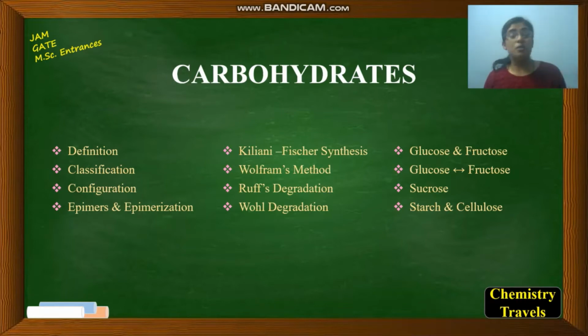We will also be dealing with some of the most important carbohydrates such as glucose and fructose, how you can convert from glucose to fructose and vice versa, then sucrose, starch, cellulose, and so on. Within these topics, we will further deal with many important subtopics such as mutarotation, osazone formation, Haworth structure, pyranose form, furanose form, and many more. So without wasting any time, let us move on to the concepts.